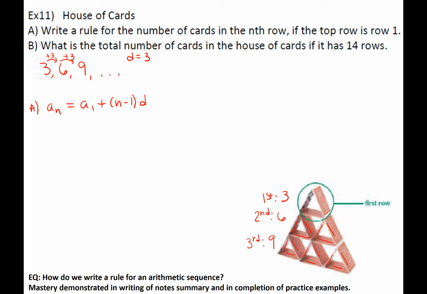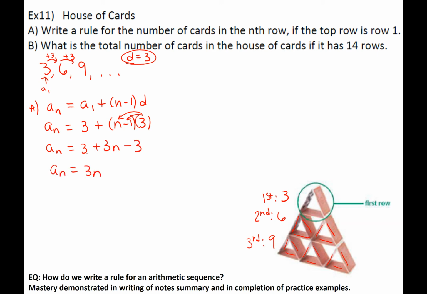If I'm writing the rule, I need a sub 1 and d. Well, I found d, and I have a sub 1, so I just start plugging them in. So a sub 1 is 3 plus n minus 1 times d. Then distribute: a sub n equals 3 plus 3n minus 3. I get a sub n equals 3n. These combine to make 0, so you can put in a 0 if you want, or just leave it at that. So there's part A.